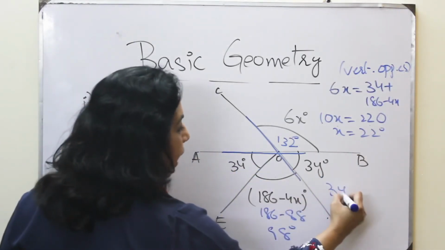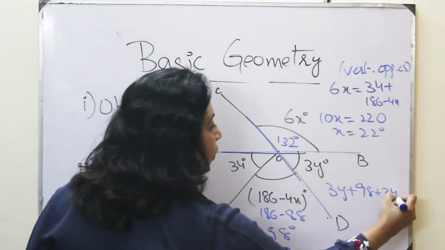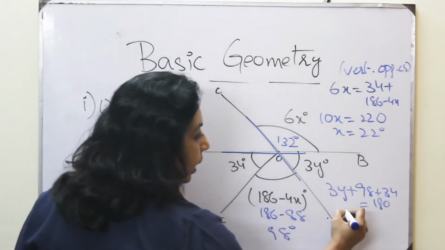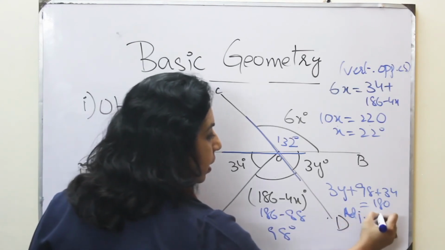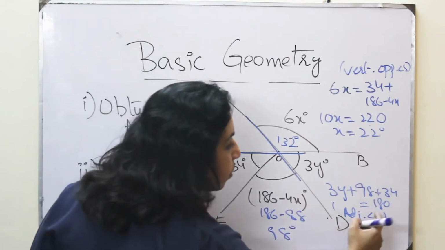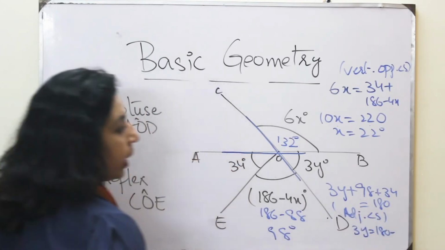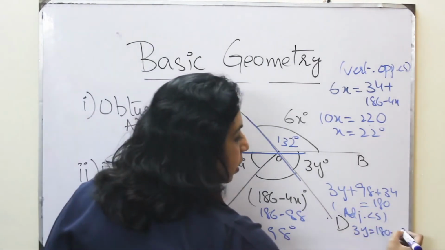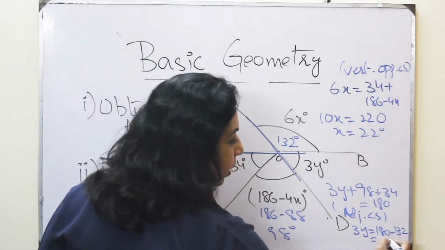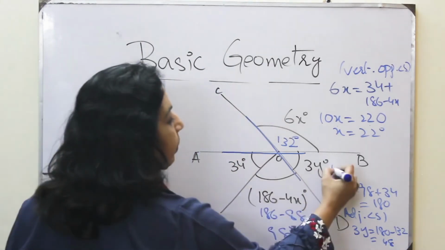That is 3y plus 98 plus 34 equals 180, and these are adjacent angles. We shall subtract 98 and 34, the sum of these two, from 180. 3y will be equal to 180 minus 132, 48. So y will be 16 and this area will be 48.